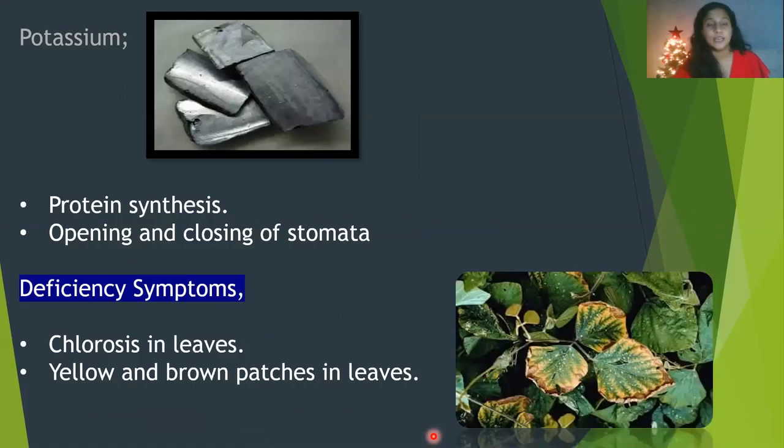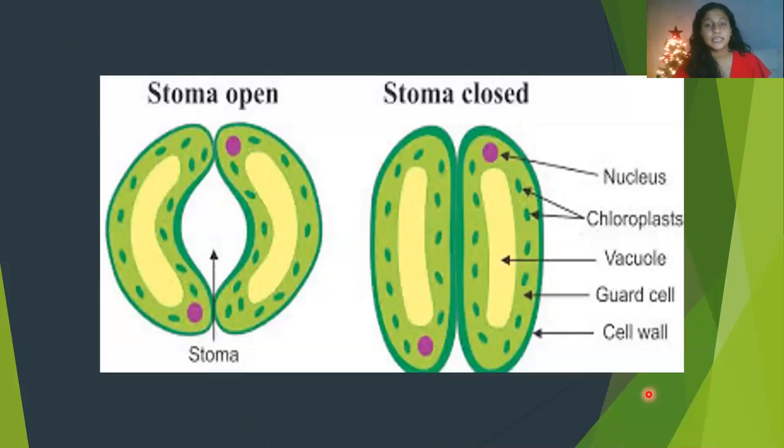And potassium. So this helps in the protein synthesis and opening and closing of stomata. Deficiency symptoms are chlorosis in leaves. That means the leaves turn into yellow in color. Yellow and brown patches on leaves. I have given you all a clear diagram. Yellow and brown patches on the leaves, right? Stomata open and stomata closed, right? This is the stomatal opening and closing, right? Just extra knowledge.